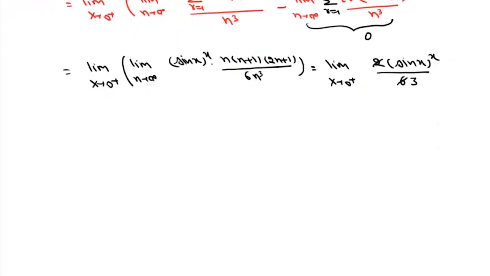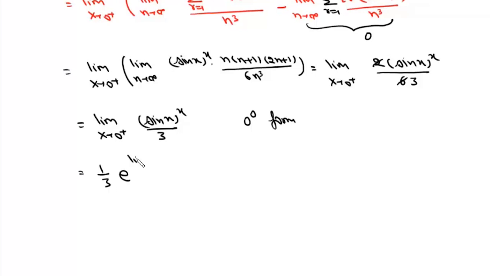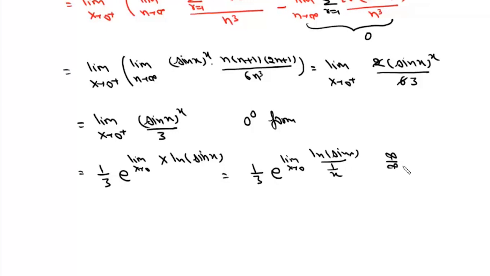Now we have to solve this limit in x. So it is this limit x tends to 0 positive sin x to the power x whole divided by 3. Now this is 0 to the power 0 form. We can write this as 1 by 3 e to the power limit x tends to 0 x log sin x, or we can write this as 1 by 3 e to the power limit x tends to 0 log sin x upon 1 by x. Now this is infinity upon infinity form.